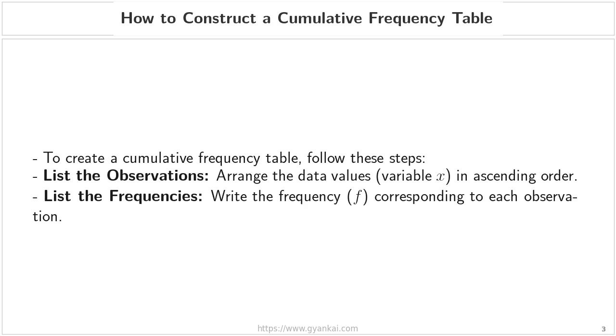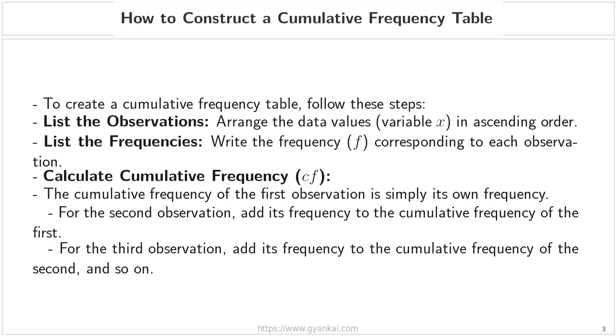Second, next to each of those observations, you must list the frequencies. We denote frequency with the letter F. This tells us how many times each specific value appears in your data set. Finally, this is the most important part: calculating the cumulative frequency, which we represent as CF. To do this, we use a step-by-step addition process. For the very first observation in your list, the cumulative frequency is simply its own frequency. There is nothing to add to it yet.